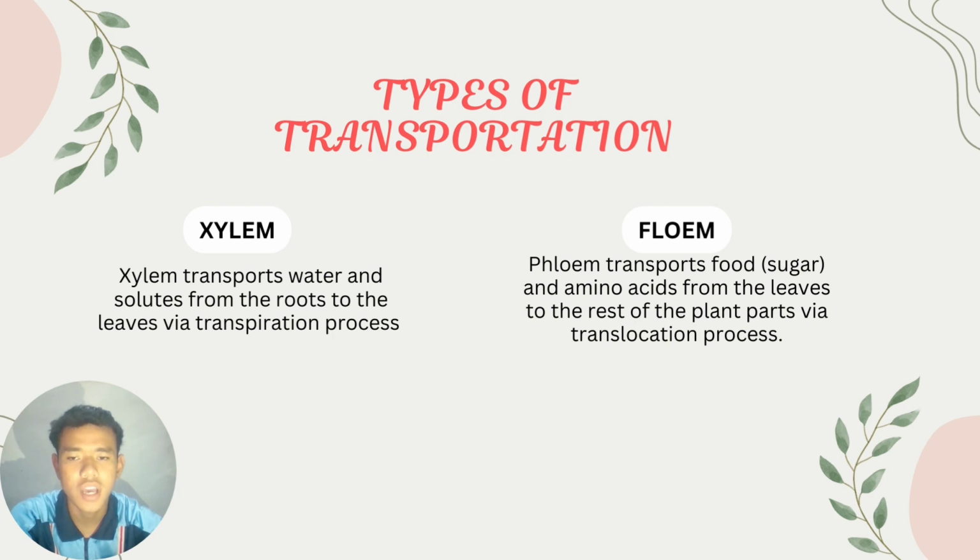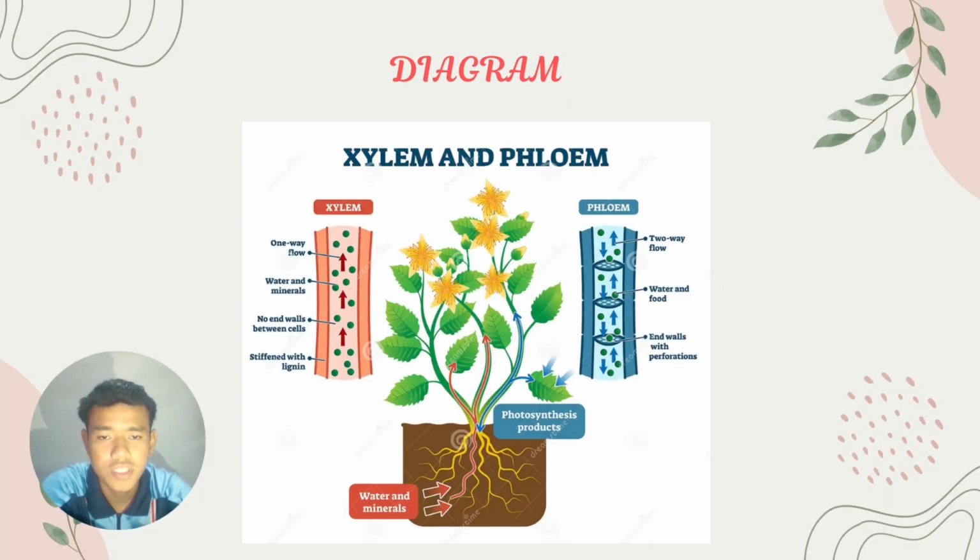Xylem transports water and solutes from the root to the leaf via the transpiration process, while phloem transports food, which is sugar and amino acid, from the leaf to the rest of the plant parts via the translocation process. This picture shows the xylem and phloem transportation process in the plant. The xylem absorbs water and minerals from the root to bring to other parts of the plant, while the phloem brings amino acid to the other parts of the plant.